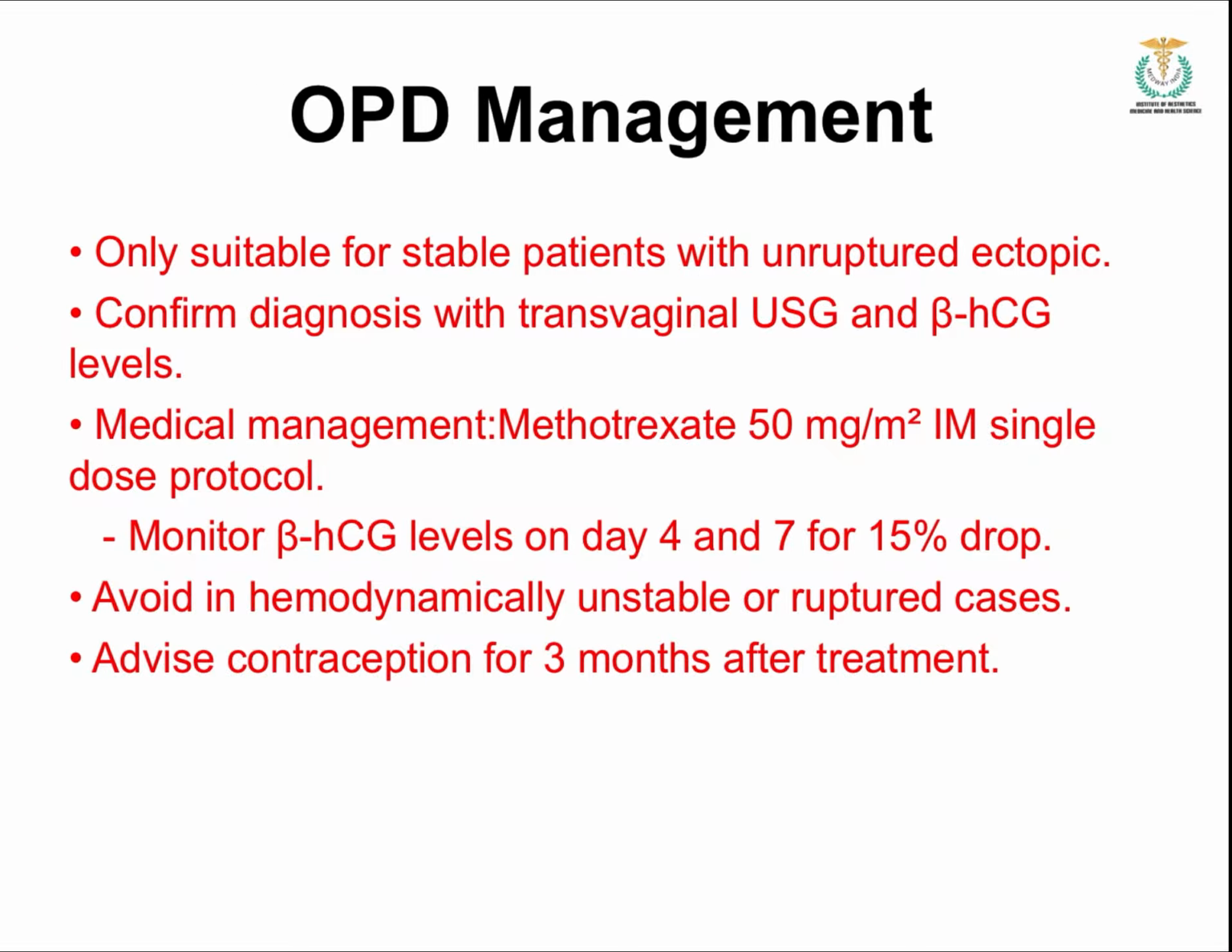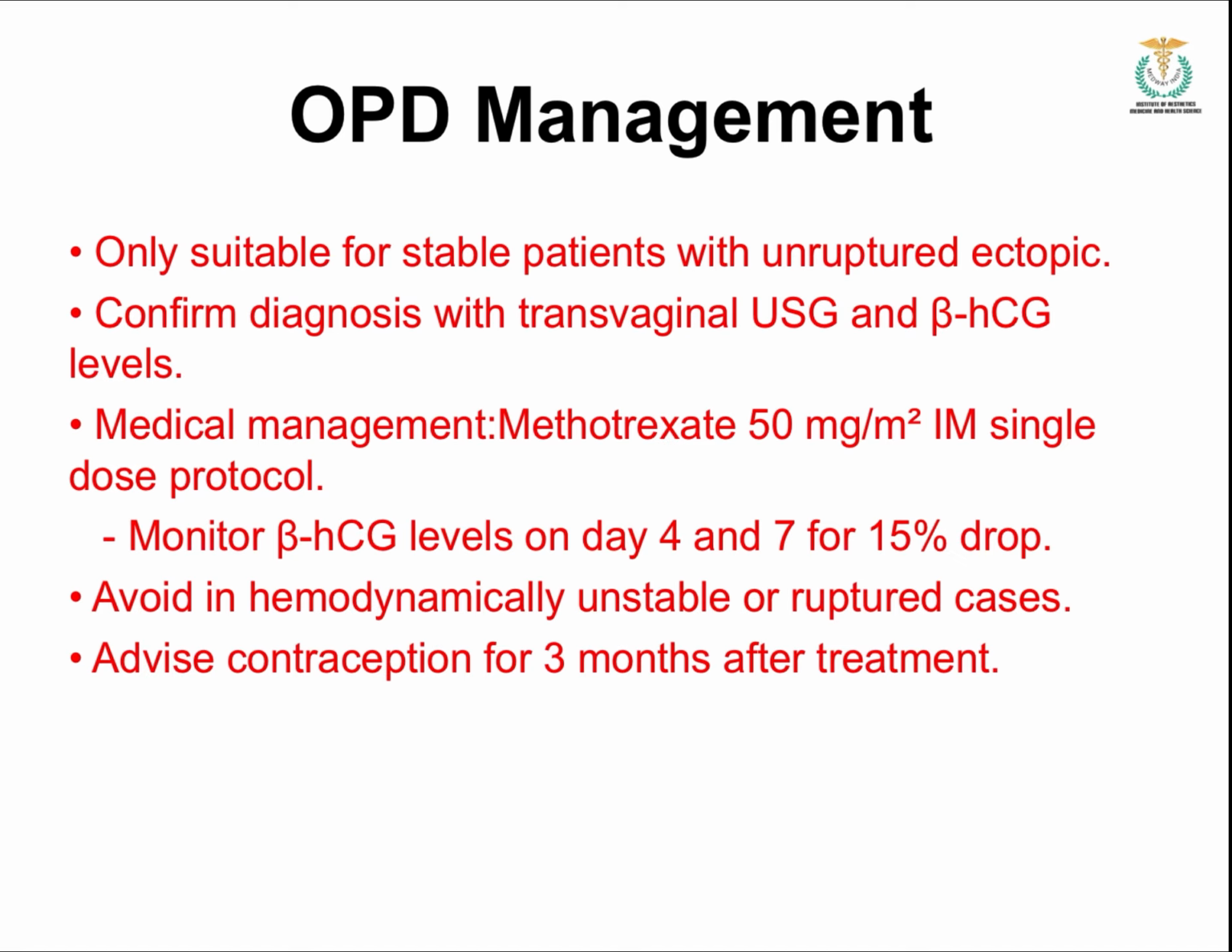Methotrexate: the usual single dose protocol is methotrexate 50 mg per m2 IM. Then measure beta HCG on day 4 and 7. Expect a greater than or equal to 15 percent fall between day 4 and day 7. So if the fall is inadequate, consider a second dose or surgical management.